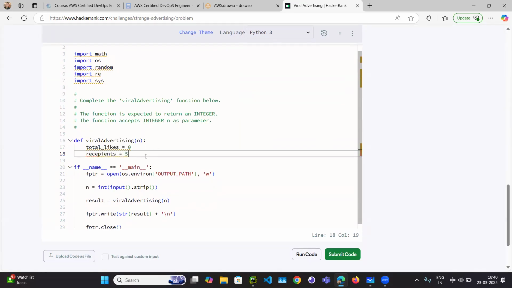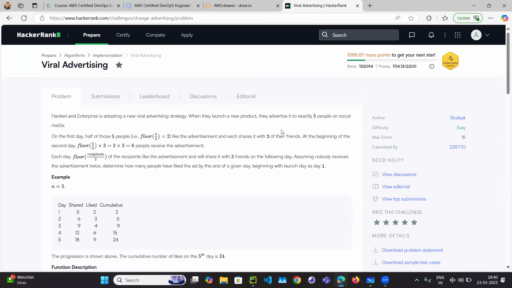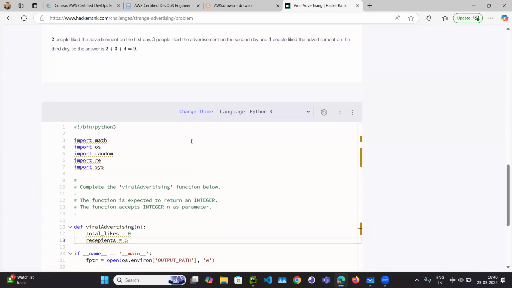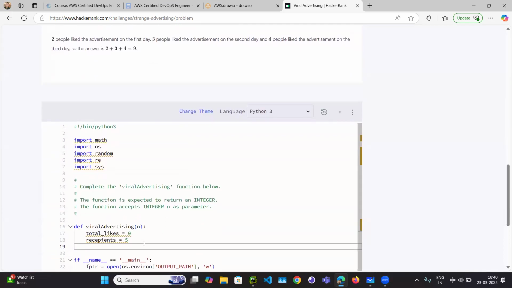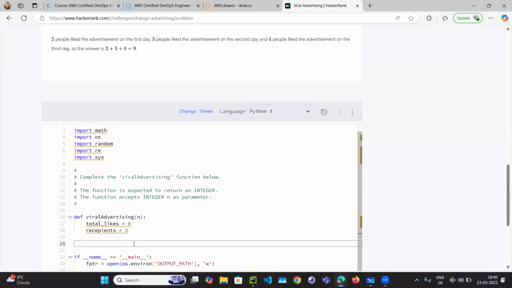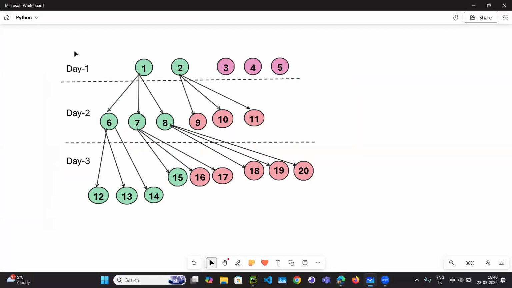And recipients, you can mention, because in the starting you have to share with five people. All right, so total recipients will be five. So the first day the recipients will be five, but now you have to figure out how many likes. So you will calculate what is the number of likes on day one, on day two, on day three.